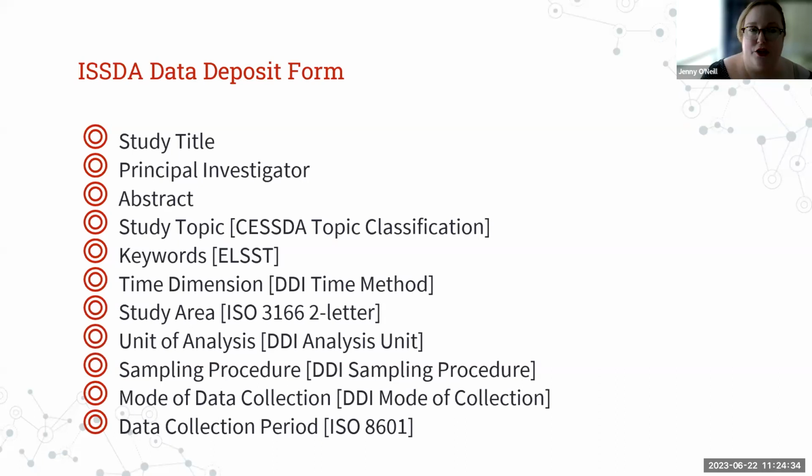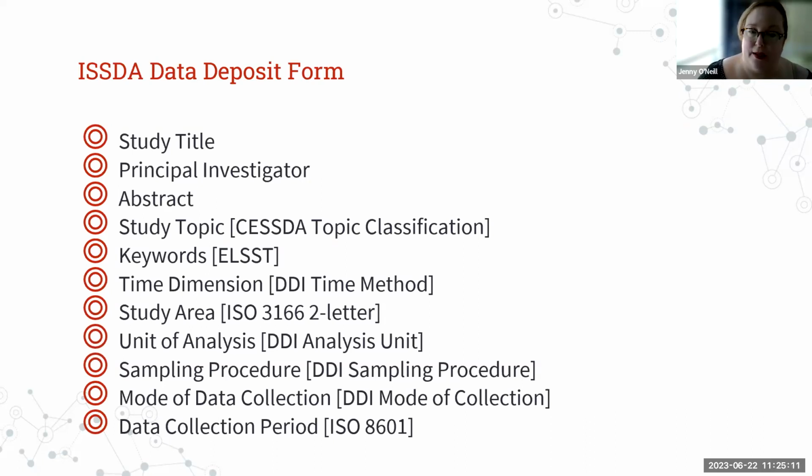Within ISSDA, as I mentioned, we use the Data Documentation Initiative to generate metadata, and we do this through the ISSDA Data Deposit form. So when a researcher comes to ISSDA and is interested in depositing their data, we have a Word document that we ask them to fill in, which is what we use to generate the DDI metadata. So things that we will ask about are the study title, who was the principal investigator, who was responsible for the research. We'll ask for an abstract.